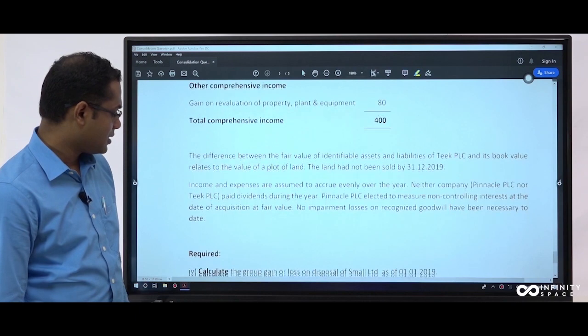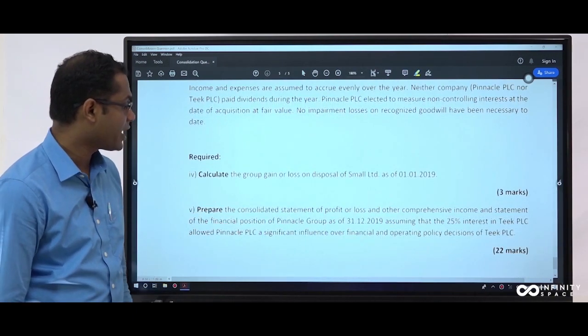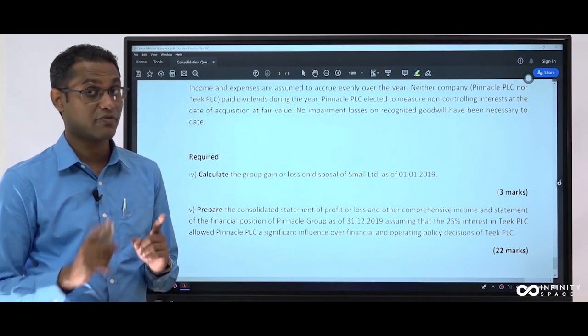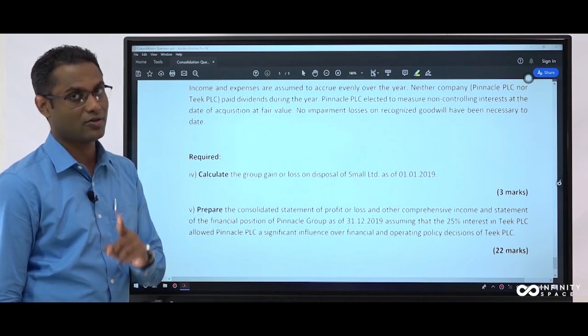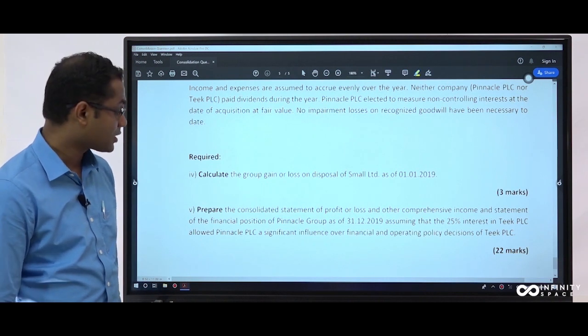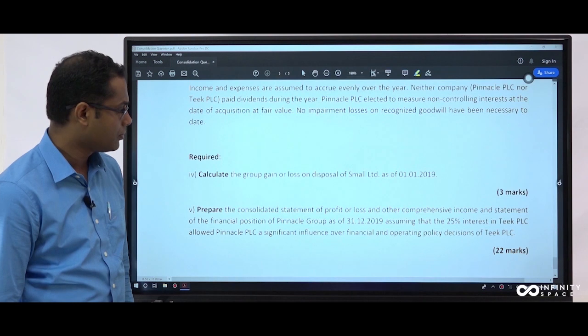So as I mentioned at the very beginning, two requirements are to calculate the group gain or loss on disposal of Small Limited on 1st January 2019, at the very beginning of the current financial year. Group gain, consolidated gain, not the individual gain. Then part 5 is to prepare the consolidated statement of profit or loss and other comprehensive income.